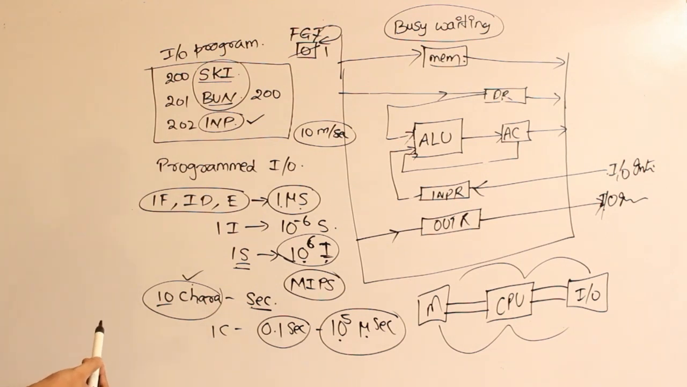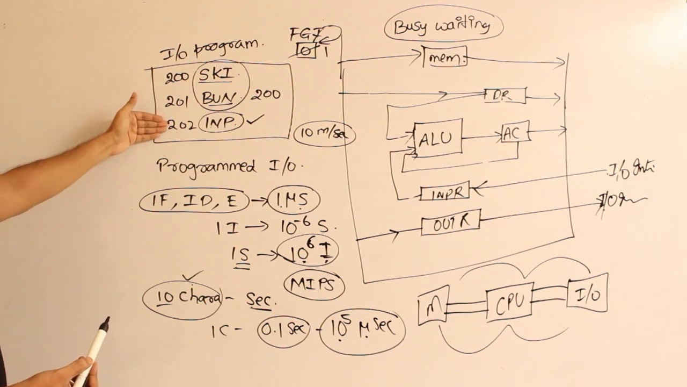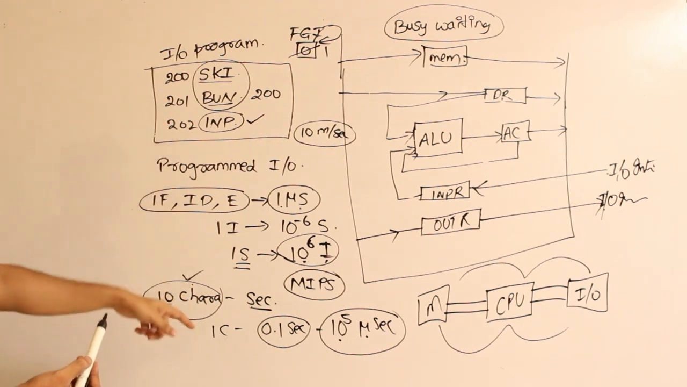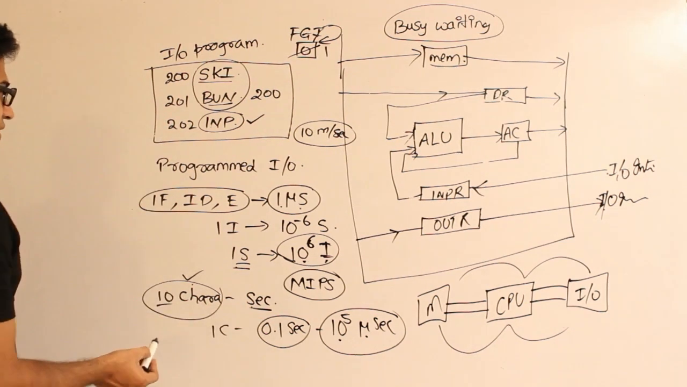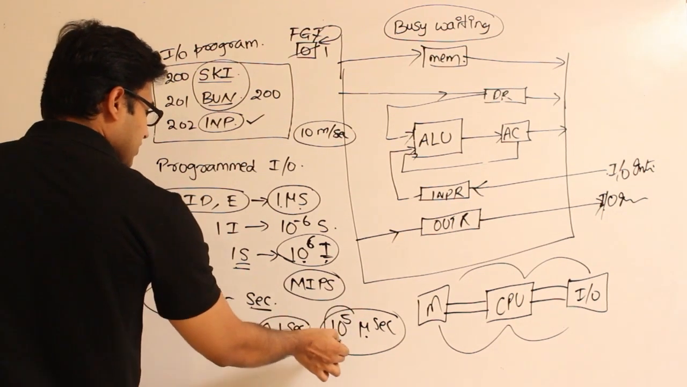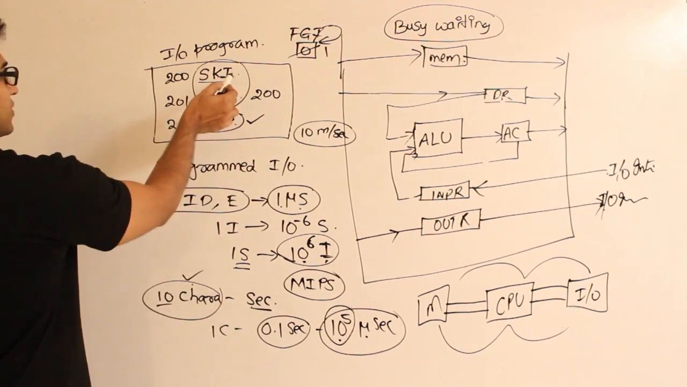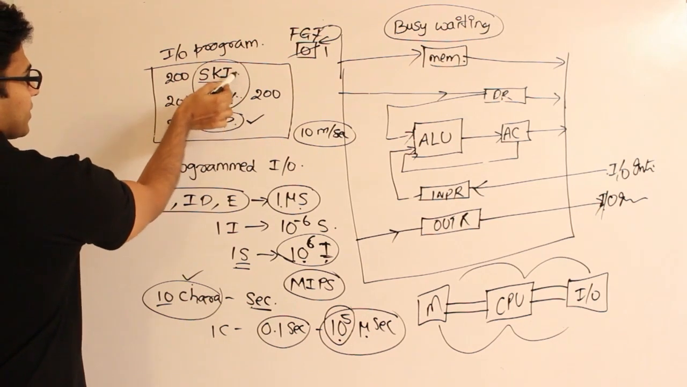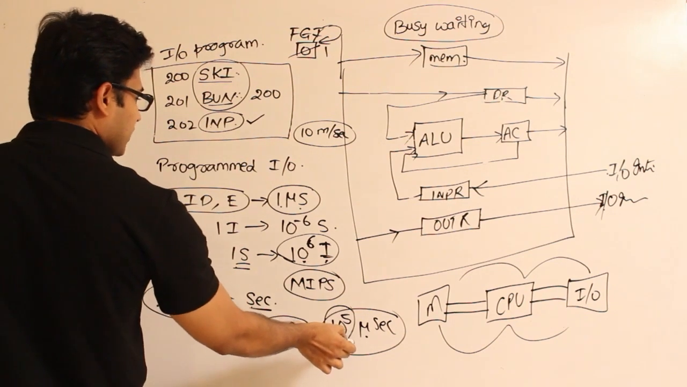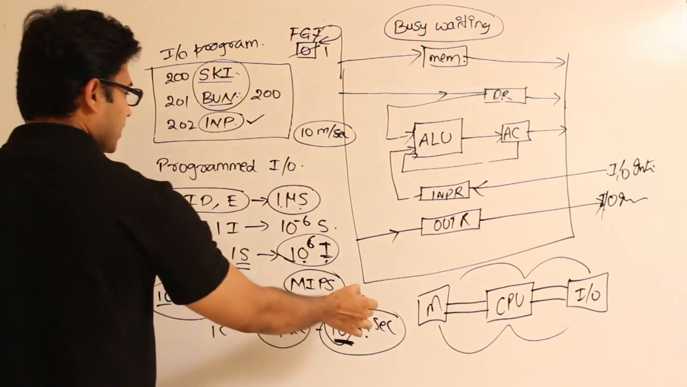So how many times will it check? It will keep on checking the flag until we get an input in the input register. And how long is it going to take to get an input? 0.1 second. In 0.1 second, how many instructions could I have executed? 10 power 5 instructions I would have executed, and all those instructions are these two, isn't it? Which means out of every 10 power 5 instructions, I am transferring only one word. So these many instructions are getting wasted.